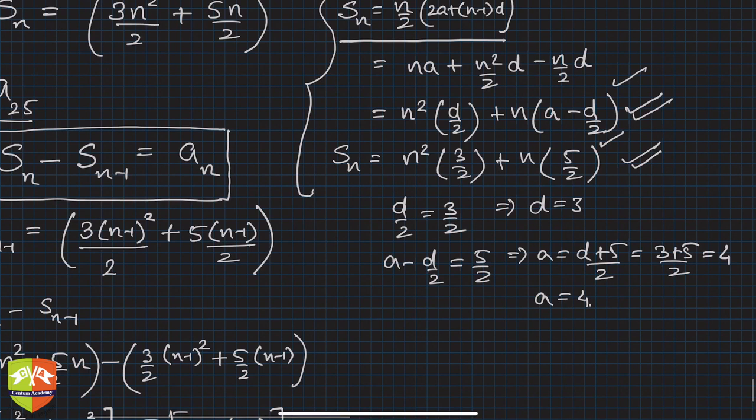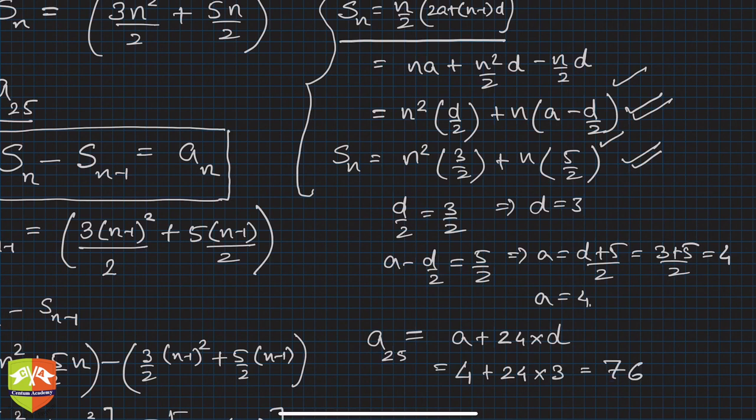Correct. So you can now find out A25. A25 is a plus 24d. So a is 4 plus 24 into 3, which is again 76. So in both the cases, you will get the value as 76, right? So there are two approaches of solving this problem.